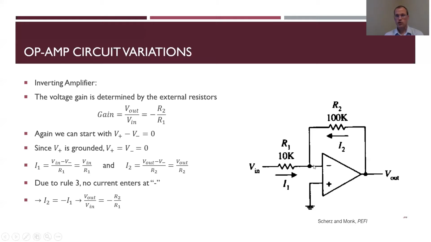Rule 3 says that no current comes into my op amp, so because of that, the current I2 and the current I1 essentially have to be the same but opposite. The way it's drawn here, I2 comes in, I1 comes in. So by Kirchhoff's current rule, I1 plus I2 equals 0. So I1 equals negative I2 or vice versa. And so I know that I2 is V out over R2, and I1 is V in over R1. Solve that for V out over V in, and that's how we get negative R2 over R1 for the gain in this case.